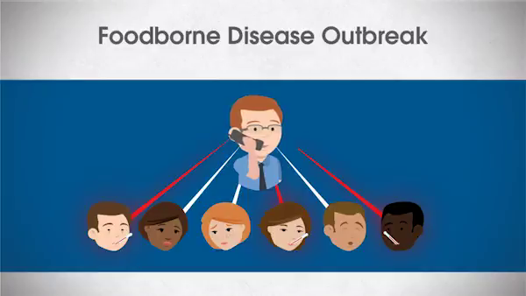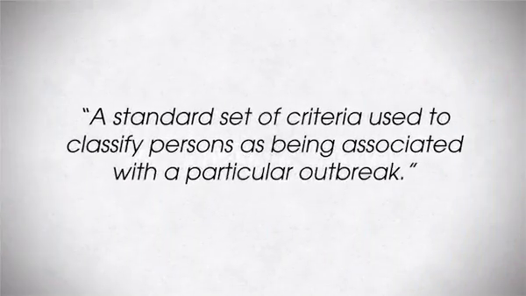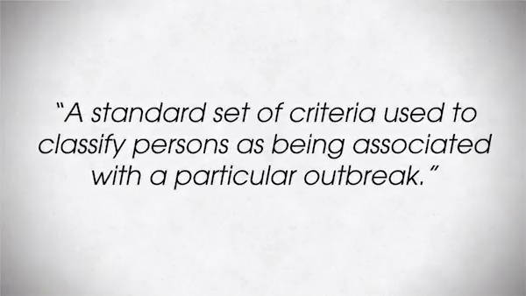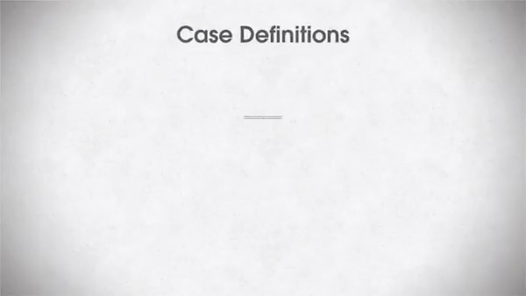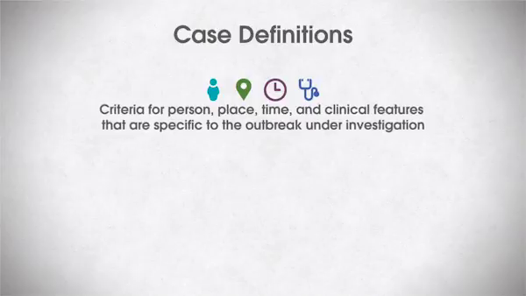To classify exposed persons and non-exposed persons during an outbreak investigation, epidemiologists develop a working case definition. A case definition is a standard set of criteria used to classify persons as being associated with a particular outbreak. These also help to reduce biases and misclassification during the outbreak investigation. A case definition includes criteria for person, place, time, and clinical features that are specific to the outbreak under investigation.